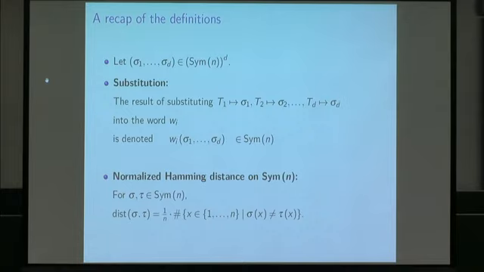We have the substitution. If I have a word, w_i, and d permutations, sigma 1 up to sigma d, then I denote by w_i of sigma 1 up to sigma d the permutation resulting from this substitution, taking the letter t1 to sigma 1, t2 to sigma 2, and so on. And I'm fixing the Hamming distance on the symmetric group, which means that the distance between a permutation sigma and tau is the number of entries for which they differ, divided by n, so the distance is always a number between 0 and 1.